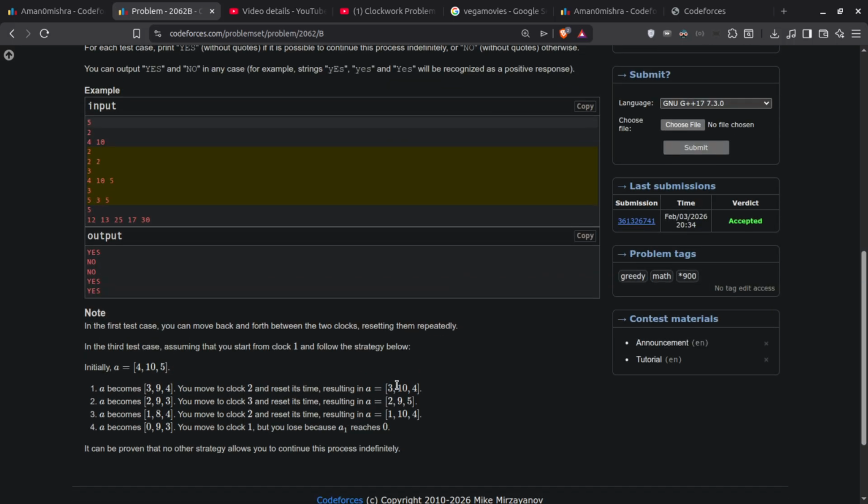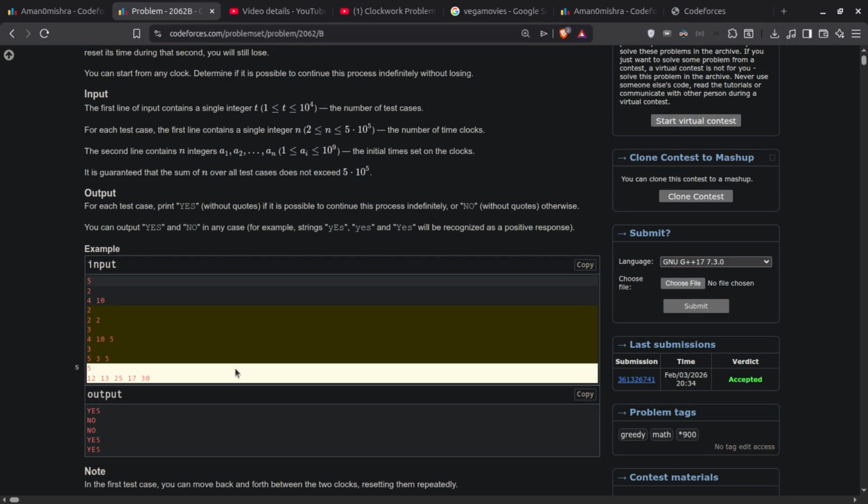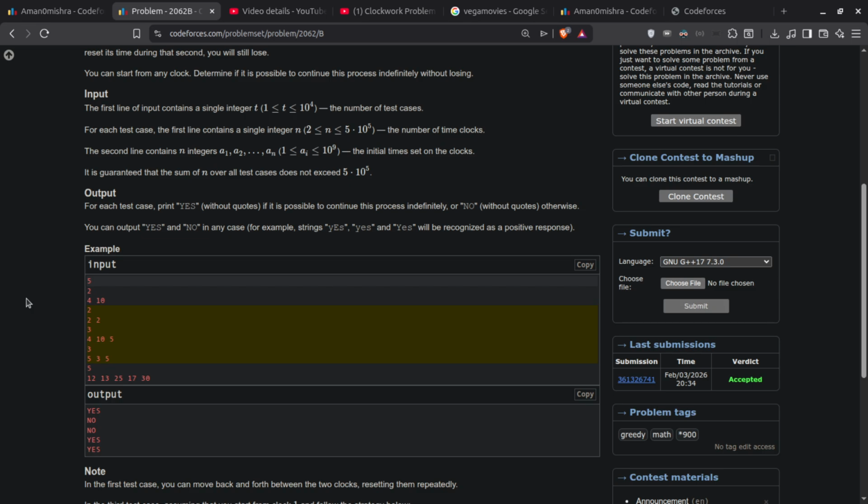See, for the test, you have to understand what we have to output. Is it possible to make the n clocks in the line never reach the time 0? If it's possible we output yes, if it's not we output no.